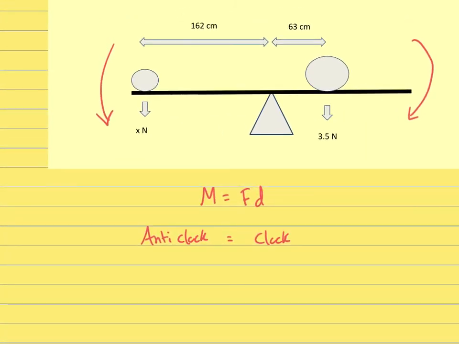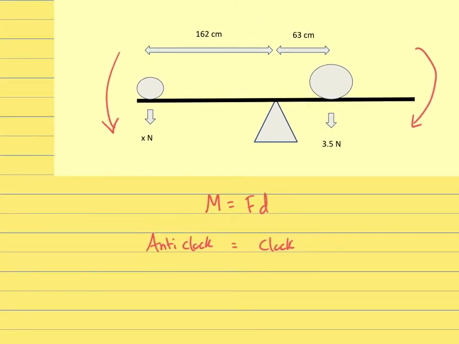So let's do my anti-clockwise. Well, what is my force? I don't know. It's Xn. I'm going to leave that a minute because I'll show you. If you start writing it like this, X 162, it doesn't look right. So I'm going to put my distance first, which is 162, and then my unknown: 162x equals. I'll probably put the distance first as well here. 63 times 3.5.